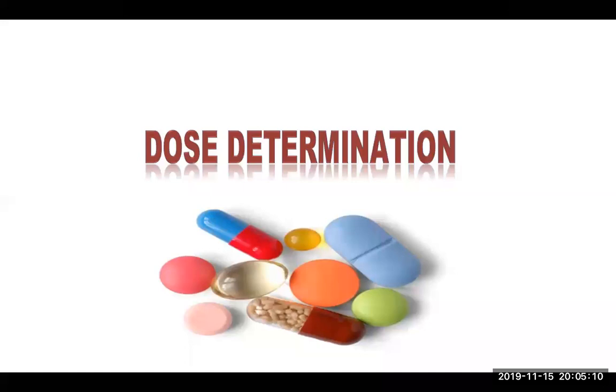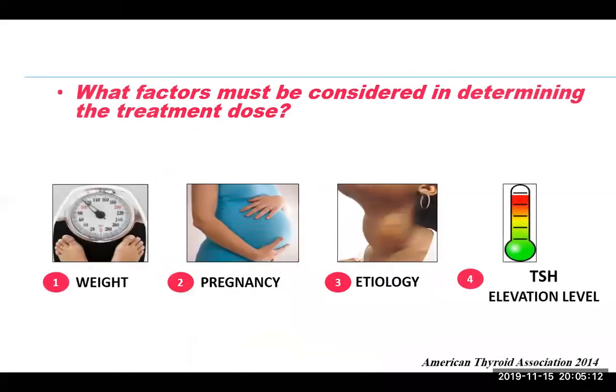How to determine the dose in the management of hypothyroidism? Mainly by a lot of factors. The most important one is the weight of your patient. The weight of your patient is the main factor that determines the dose of levothyroxine. Another one is pregnant or not. Another one, what is the etiology of hypothyroidism? And the last one is TSH elevation, subclinical or not.